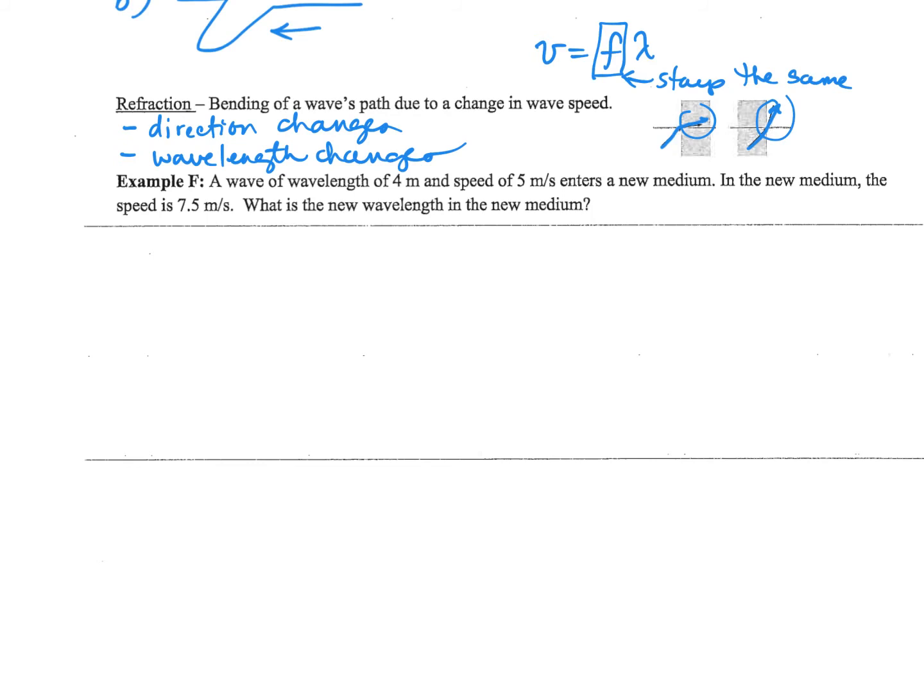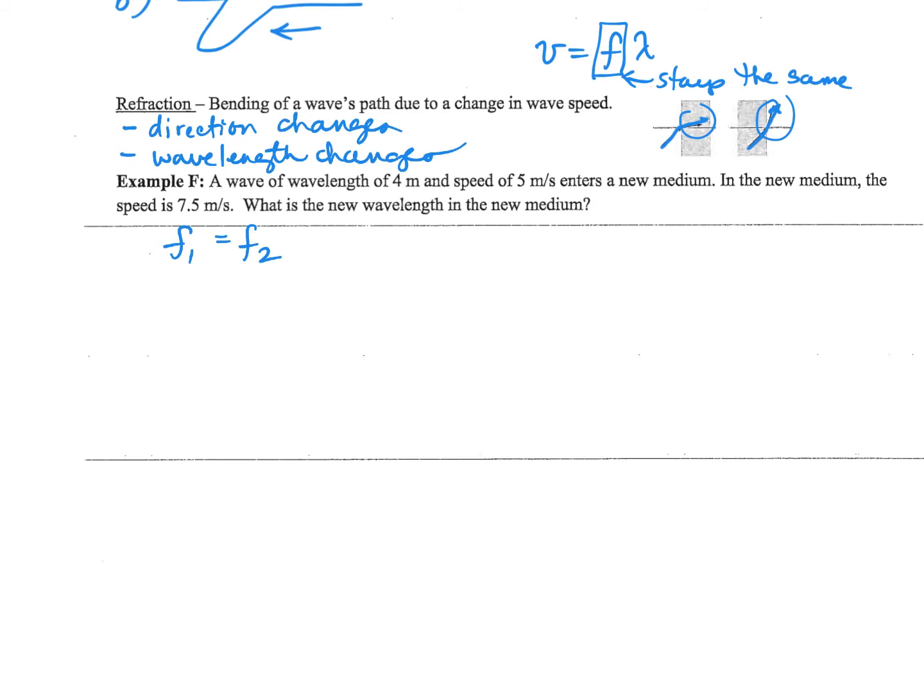So we've got a wavelength of 4 meters and a speed of 5 meters per second, and it enters the new medium. In the new medium, the speed is 7.5 meters per second. So if the speed went up, what do you know about the wavelength? It also has to go up. But it's going to be proportional, isn't it? We know that the frequency of the first is going to be the same as the frequency of the second, isn't it? That is what we know.